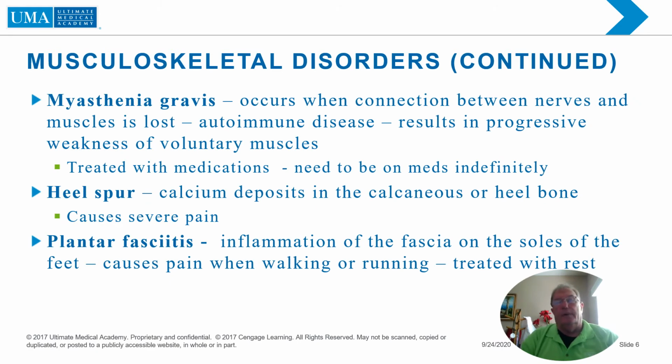Here we have myasthenia gravis. This occurs when the connection between nerves and muscles is lost. The autoimmune system results in a progressive weakness of the voluntary muscles. Well, it's an autoimmune disease. Your body's immune system makes antibodies that block or change some of the nerve signals in your muscles, and these nerve signals are interrupted and changed.